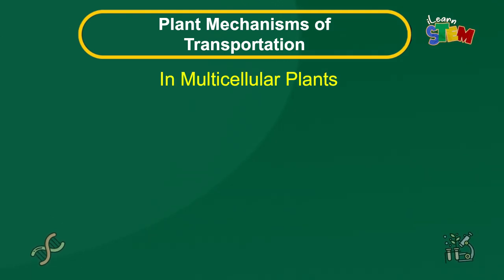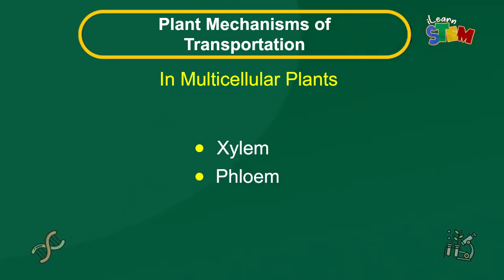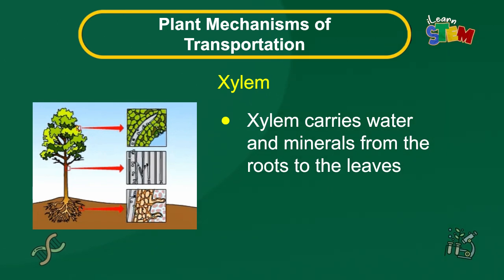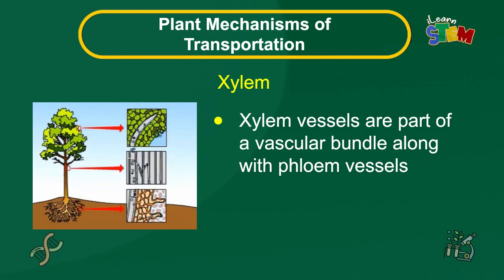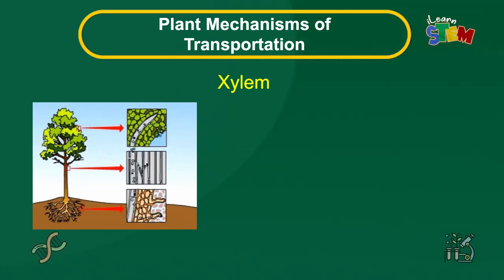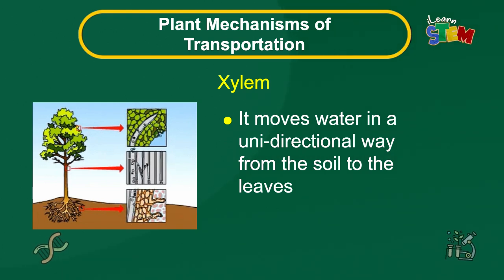Multicellular plants transport materials through their tissues using two main mechanisms, which are xylem and phloem. Xylem carries water and minerals from the roots to the leaves. Xylem vessels are part of a vascular bundle, along with phloem vessels. It also moves water in a unidirectional way, from the soil to the leaves.